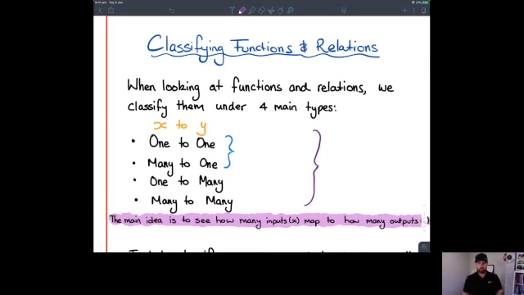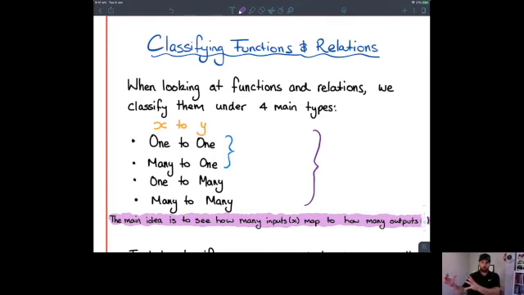So just quickly running through these four categories, they are classifying how x values map towards y values. So whenever you read any of these classifications, much like reading coordinate points, it's always going to talk about x first, then y. And they're going to be written down as one to one, many to one, one to many, and many to many.